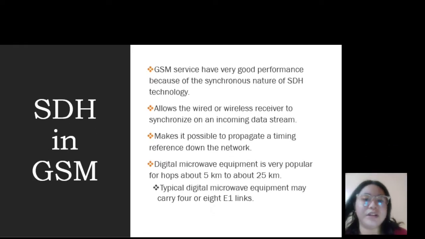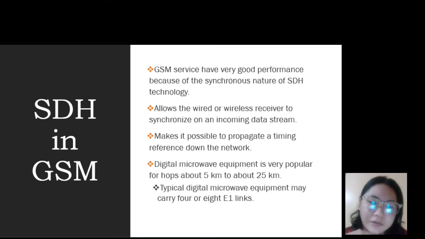SDH in GSM. SDH usually uses wired or wireless media such as digital microwave and optical media such as optical fiber. The wide networks of the Global System for Mobile Communications, or GSM, service have very good performance because of the synchronous nature of SDH technology. If synchronous transmissions were not employed, GSM calls would drop out too frequently.